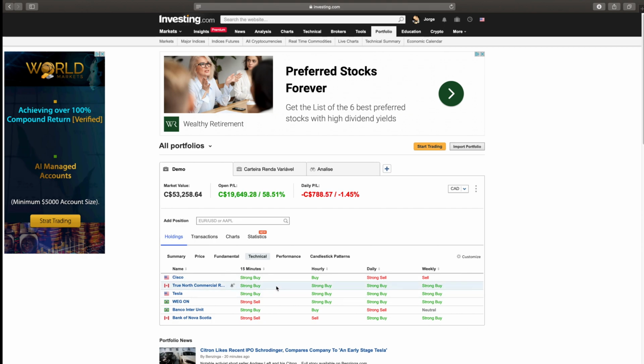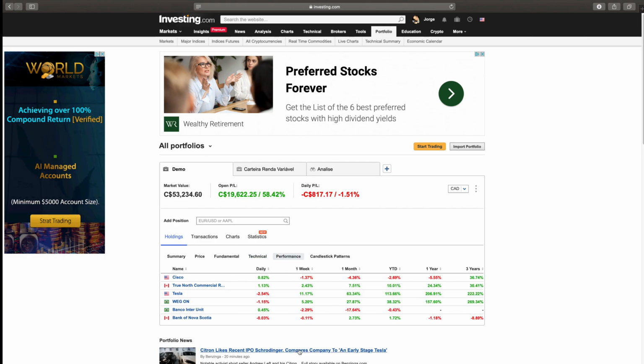This is a good view to see if you like to do a swing trade, a position trade, or even a day trade. You can see here the recommendation based on the technical analysis to buy, hold, or sell. If you go to performance, you're going to see the performance of your shares over past time.